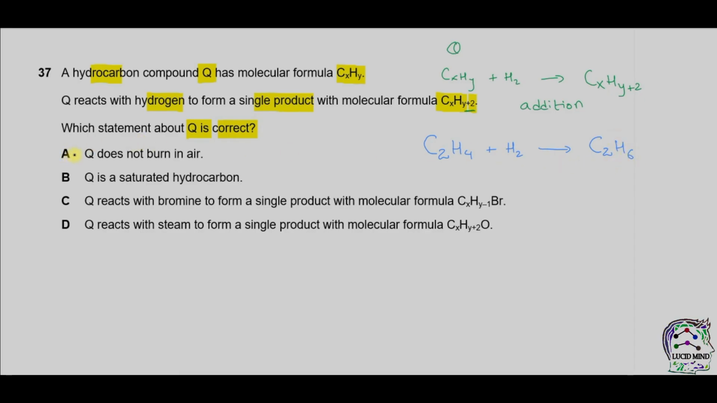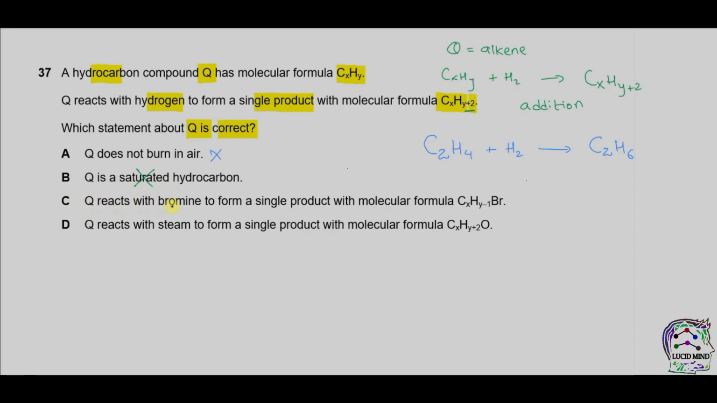Let's look into the options. Option A, Q does not burn in air. This is incorrect because Q is a hydrocarbon. It contains carbon and hydrogen. It can combust in air to form carbon dioxide and water. Option B, Q is a saturated hydrocarbon. This is incorrect because Q is alkene. It is not alkane. And alkenes are not saturated, they are unsaturated because of the presence of double bonds.